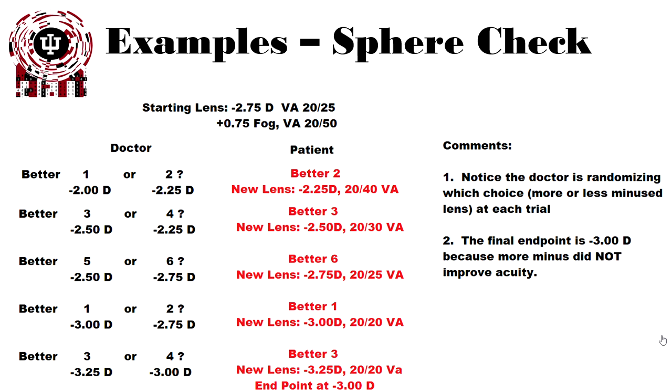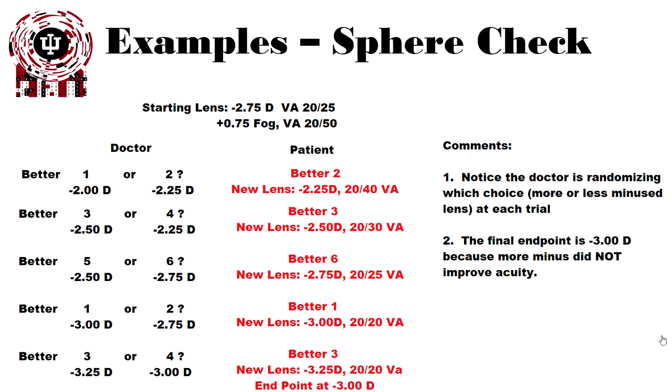The same thing happens with options 3 or 4, the only difference being we've now randomized the minus. Now the first choice is more minus and the second choice is less minus. So in the next option, we give better 3 or better 4. Minus 2.50 is the better option that the patient says, and the acuity improves to 20/30 now. And we go on and on like this, randomizing choices and showing increasing amount of minus to ensure that vision improves.